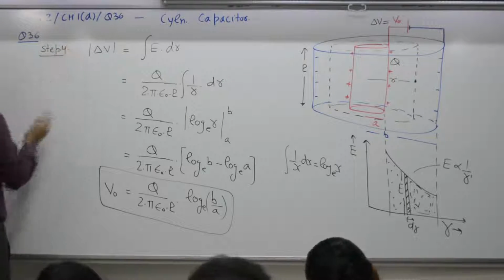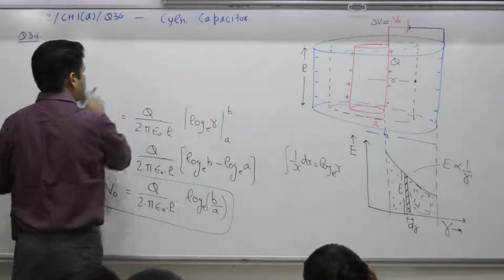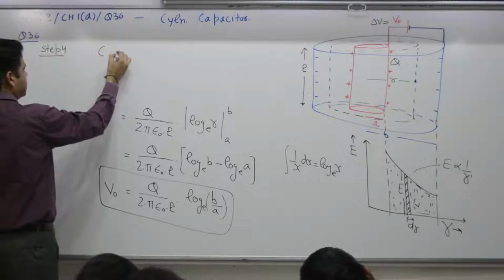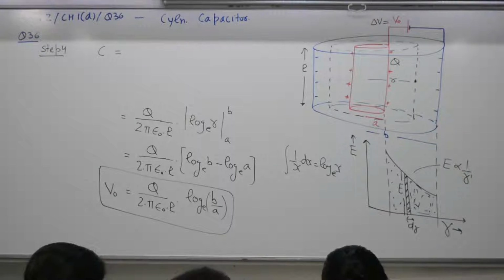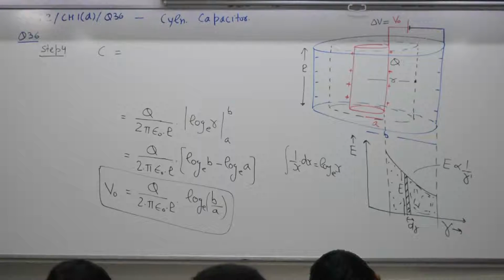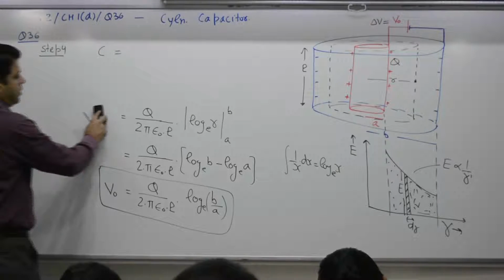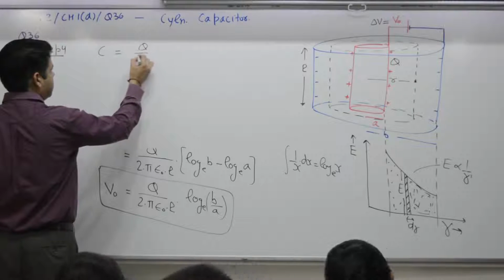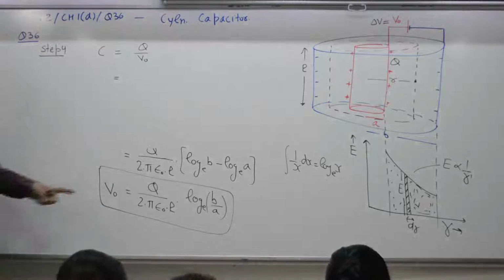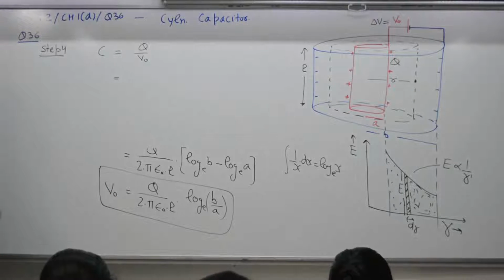Step 4. Try step 4 on your own. Purpose: you want to find out the capacitance. Capacitance as per definition is what? Try. 1 minute with you. Find capacitance. Capacitance is equal to charge per unit voltage. Write the value of Q by V naught.